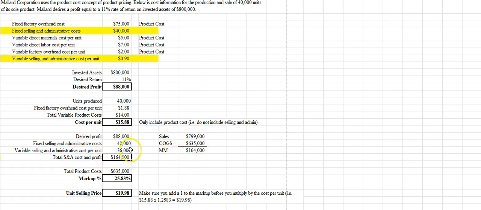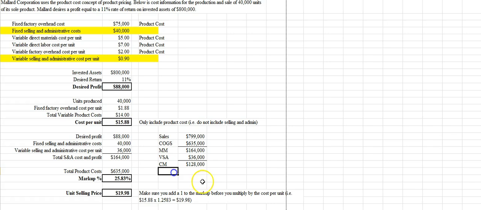Okay? That 164 is going to help cover my variable selling and administrative expense, right? Variable selling and administrative expense of, let's say, 36,000. That's what it says here. Variable selling is 36,000. And what do we call this once we subtract this? That's 128. We call this contribution margin, right?